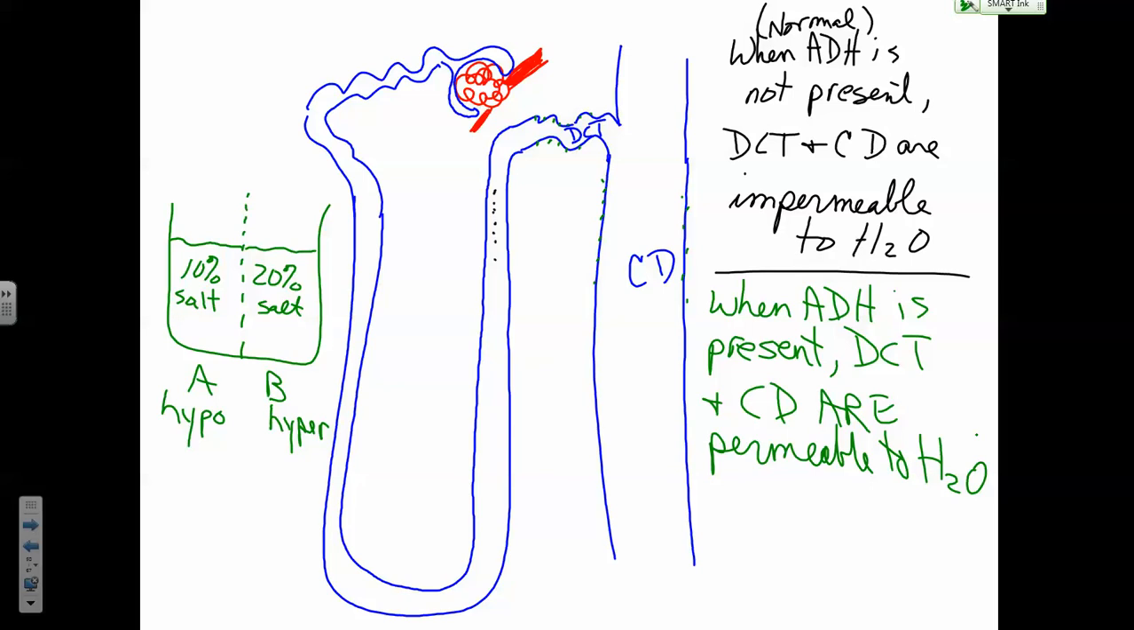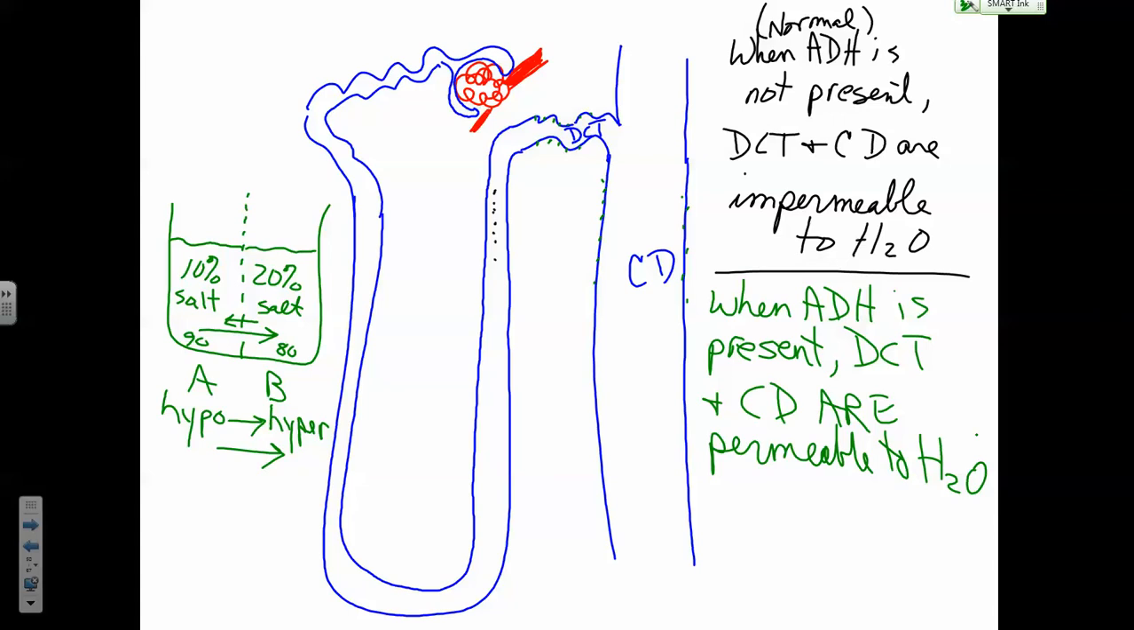What is the net movement of my water? From A to B or B to A? You have more going from A to B than B to A, because if A is 10% salt, it's 90% water, and if B is 20% salt, it's 80% water. Water always moves randomly in a net movement from high to low concentration, right? So in other words, it's going from the hypotonic to the hypertonic. Do you see how water moves toward the hypertonic solution?